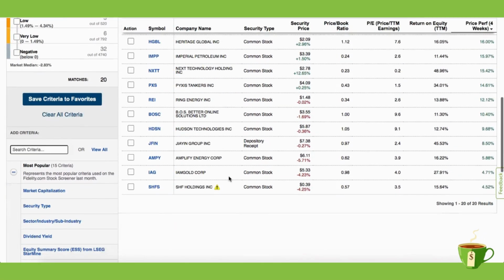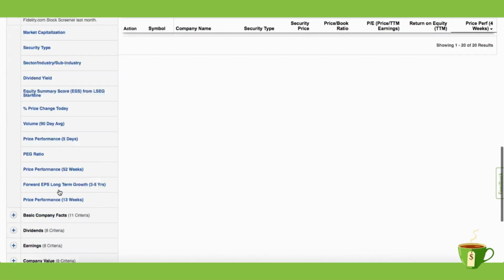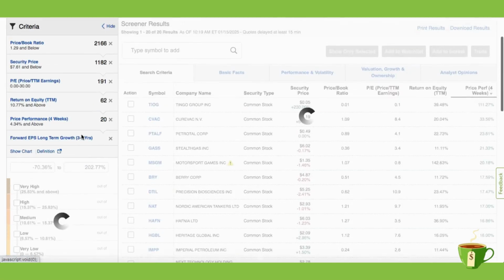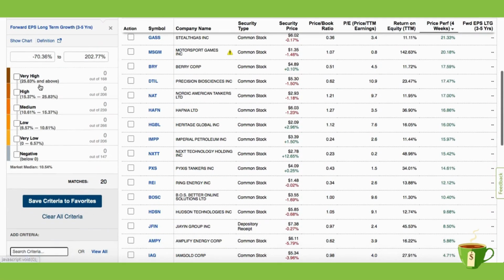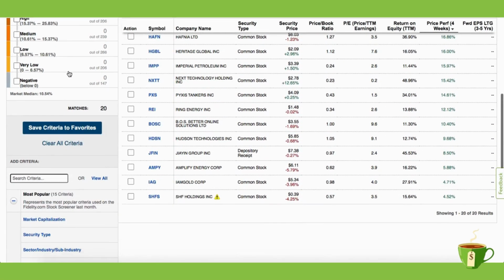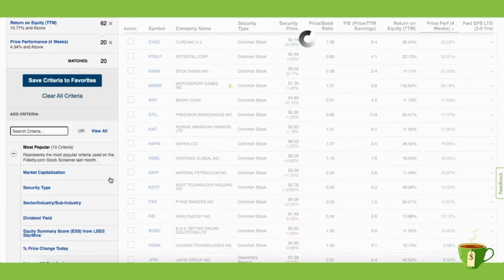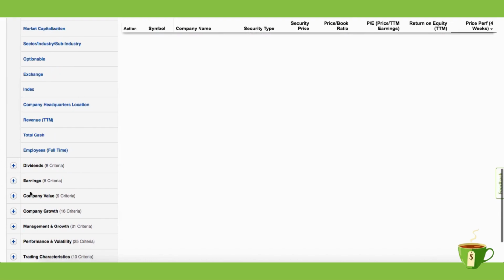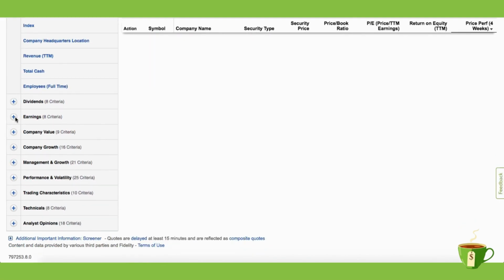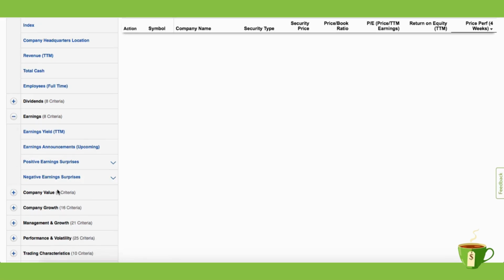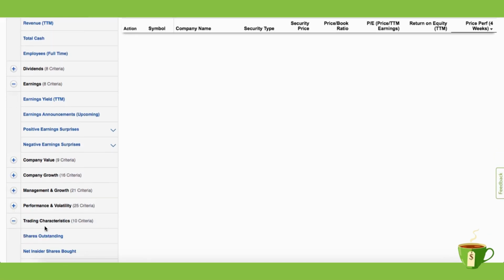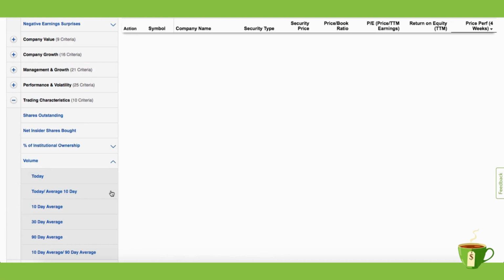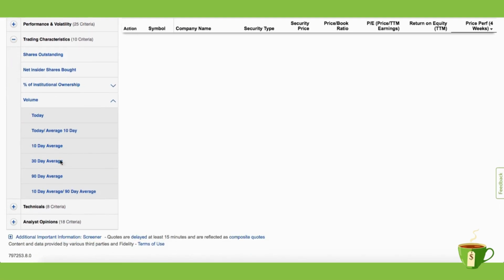So, what else should we look at? Forward EPS growth. I don't need that. I'm just seeing if I want to add anything else. Percent of institutional ownership. Oh, this is something that I want to show.